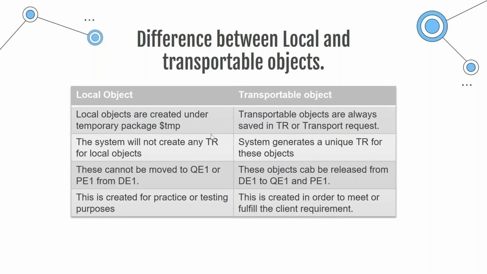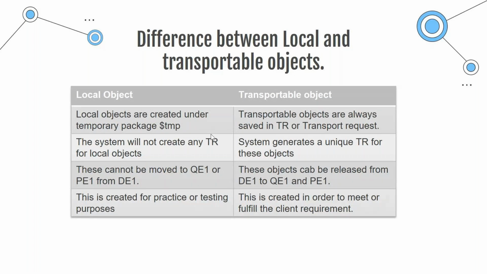Every single local object is saved under a temporary package. This temporary package is $TMP. The name of this temporary package is $TMP. TMP means temporary. Again, you don't need to give this $TMP manually in the system.